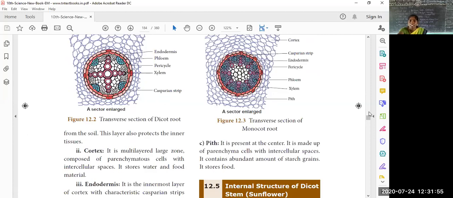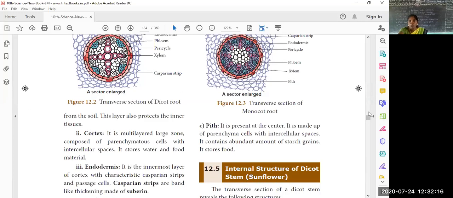Next, pith. It is present at the center. Pith is present in the center of the vascular bundle. It is fully made up of parenchymatous cells with intercellular space. Here also, intercellular spaces are present. It contains abundant starch grains. Starch is a stored food material in plants. You may know it stores food.